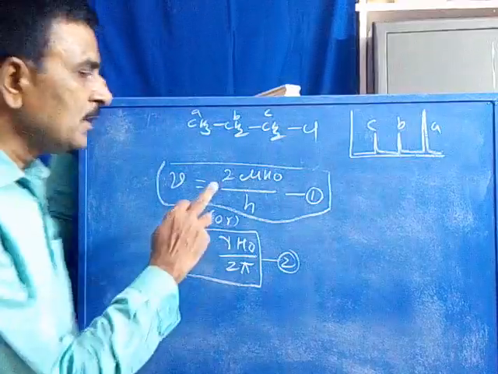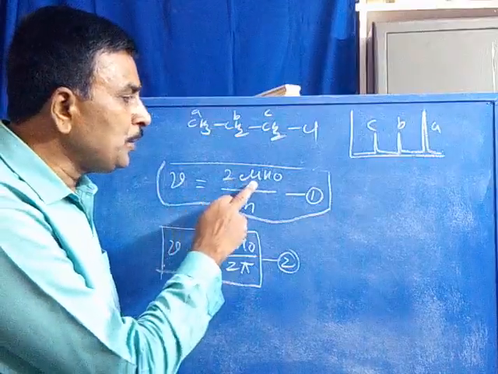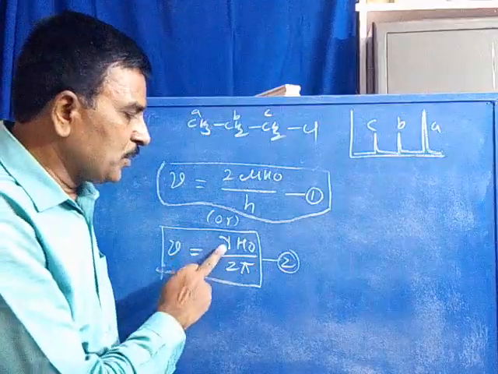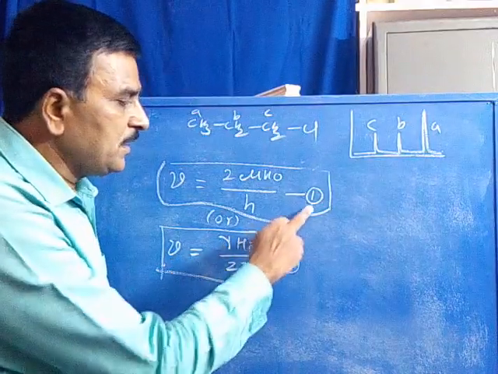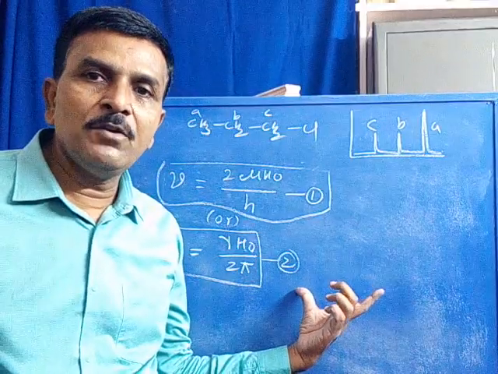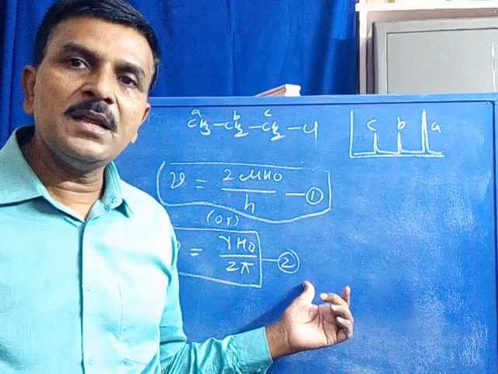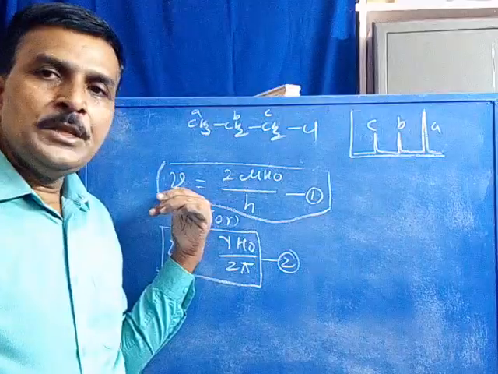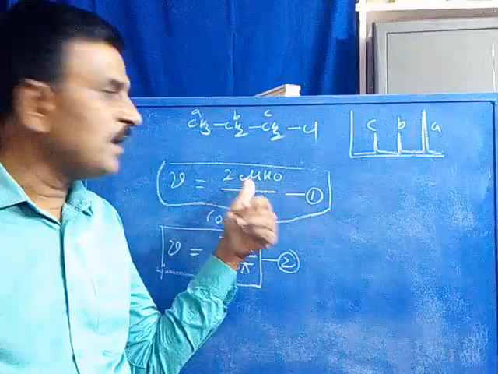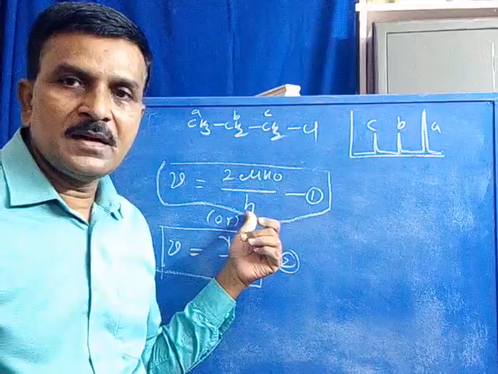For that we have two equations. Absorption frequency is equal to 2 mu H0 divided by h, or absorption frequency is equal to gamma H0 divided by 2 pi. These are the two equations: one derived from classical mechanics, and the second derived from quantum mechanics. So a classical equation and a quantum mechanical equation. Now in this, nu stands for absorption frequency. Mu is the secondary magnetic field. H0 is the extent of external magnetic field applied, divided by Planck constant.